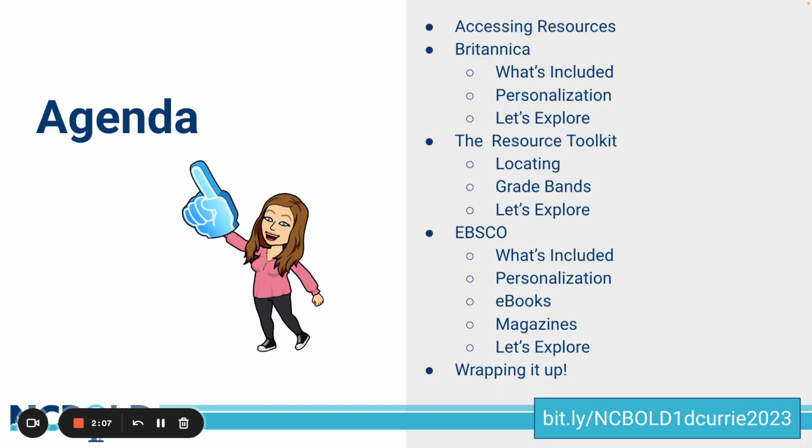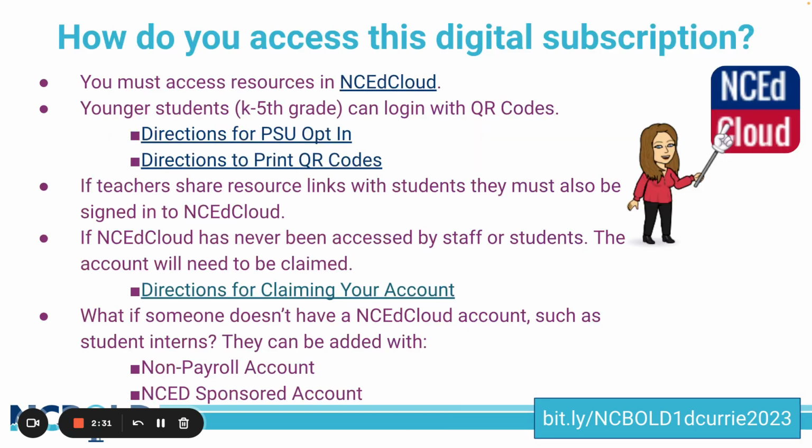What this particular video is going to do is show you how to access the resources. We're going to look at Britannica and what's included. You're going to learn how to personalize it and how to explore. Then I will show you the resource toolkit for you to view later, and then I'm going to skip to wrapping it up. Like I said, the second video will focus on EBSCO, so some of the beginning information will be the same there as well. But we're going to go ahead and get started.